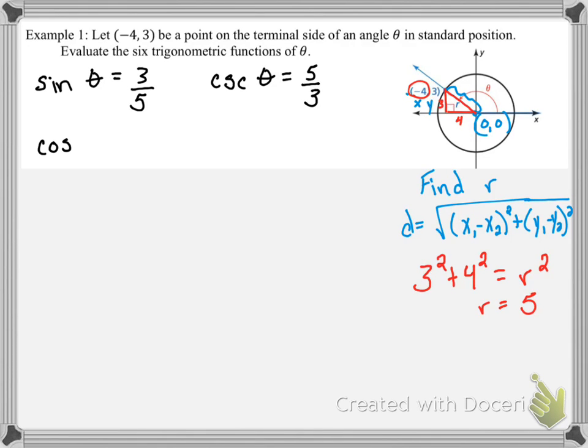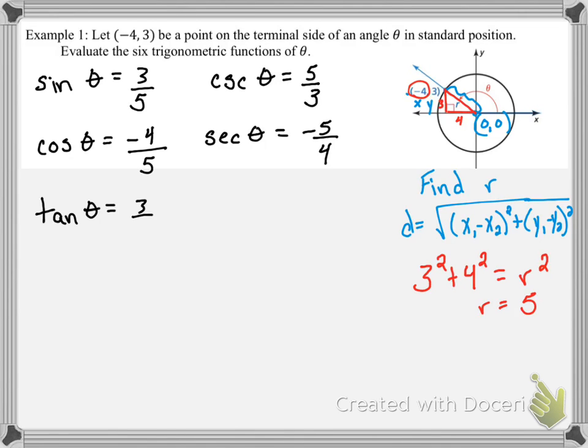Okay, cosine theta is x over r. My x is negative 4. My radius is 5. So now we can actually have negative ratios, negative cosines. Okay. So then secant theta, again, is just the reciprocal of that, negative 5 over 4. And then tangent theta is equal to y over x, so 3 over negative 4, so negative 3/4. So then cotangent theta would be negative 4/3.